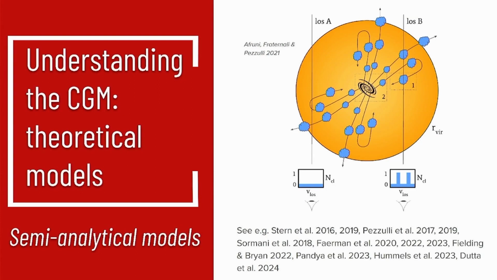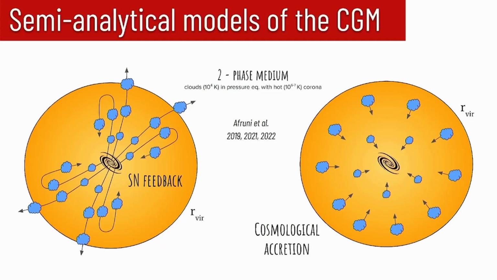You can model one or different phases of the circumgalactic medium, and the power of this kind of models is that they're very flexible, and so in this way you can compare them directly with the data, and you can try to infer some very important physical properties of this medium. And there are many works, and this is a very incomplete list. For this talk, I will just focus on what I have done regarding this. And these are semi-analytical models that I developed during my PhD together with Filippo Fraternali and Gabriele Pezzulli.